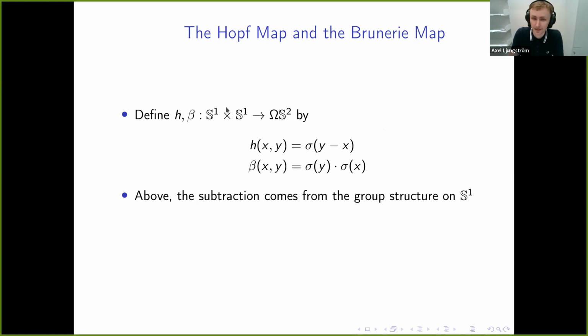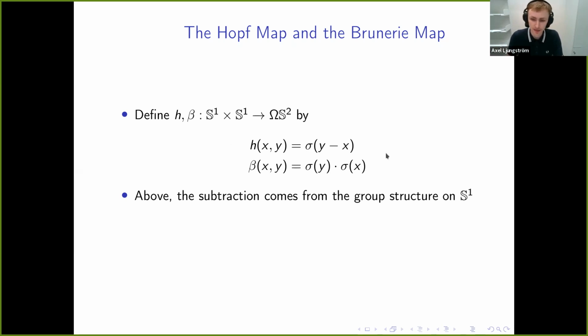They both go from S1 cross S1 into omega S2. So H, the Hopf map, will send x and y to sigma applied to y minus x. And the minus here comes from the fact that S1 is a topological group, right? And beta will look very similar, but instead we will apply sigma to both arguments and flip them around. So we map x and y to sigma y composed with sigma x.